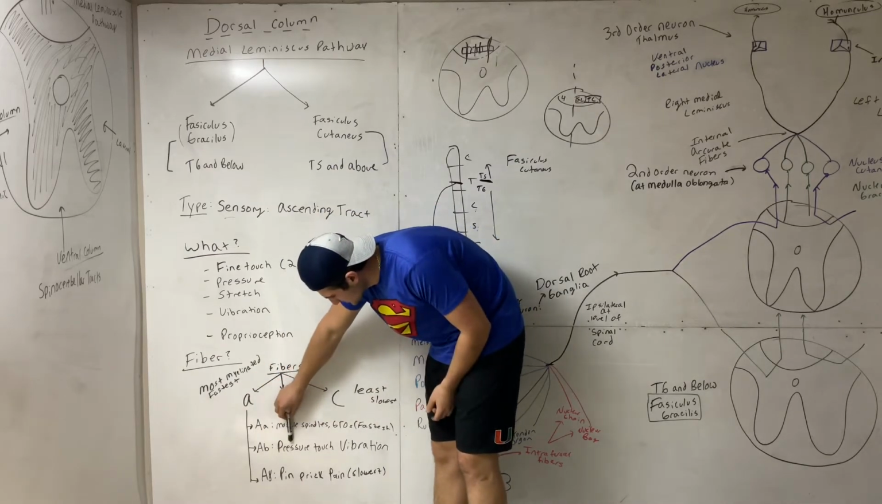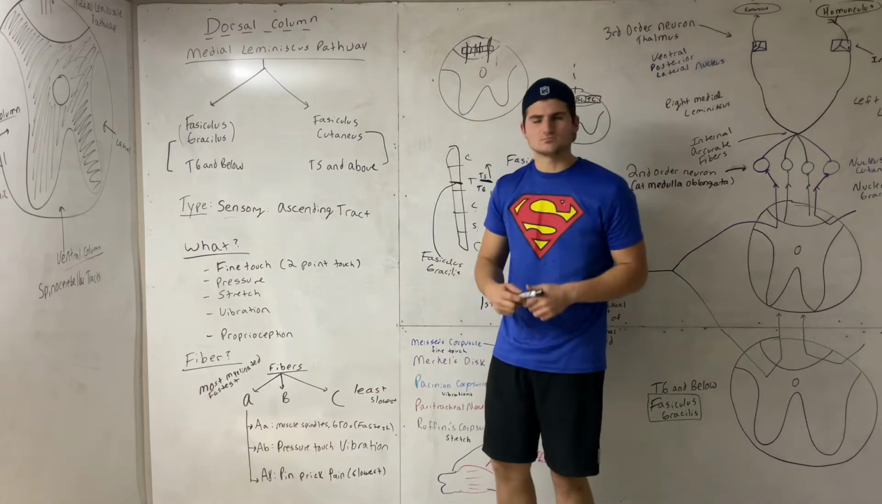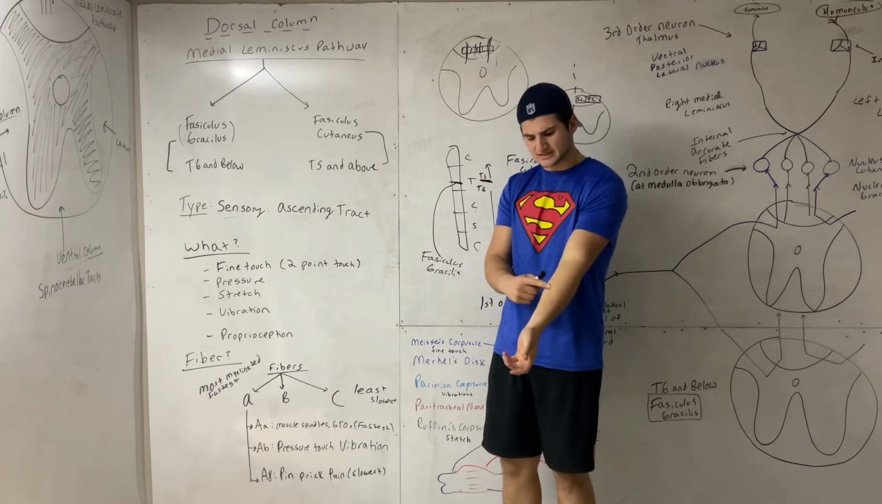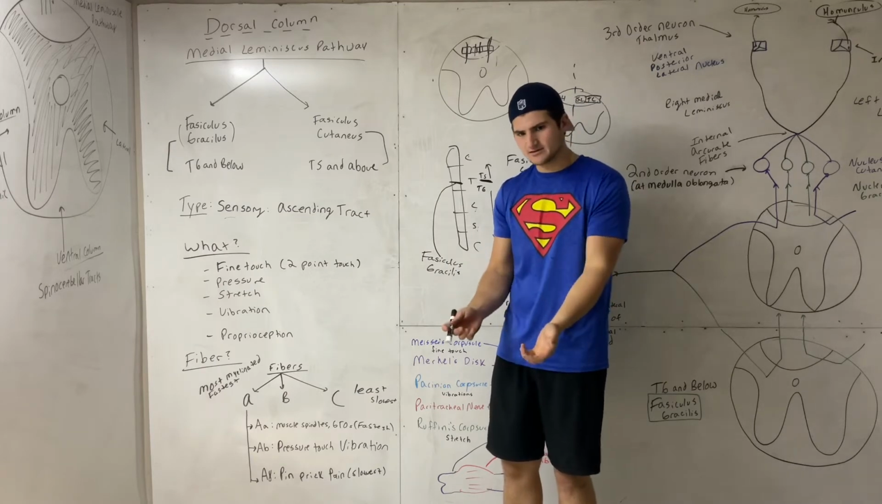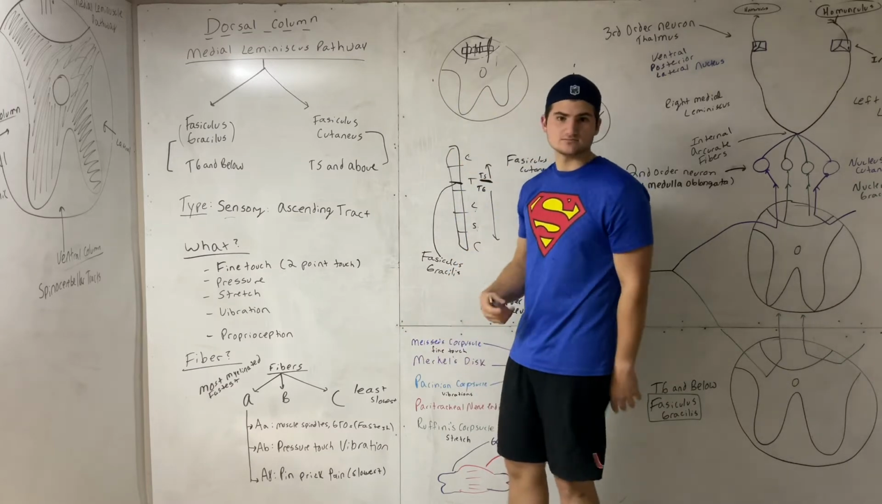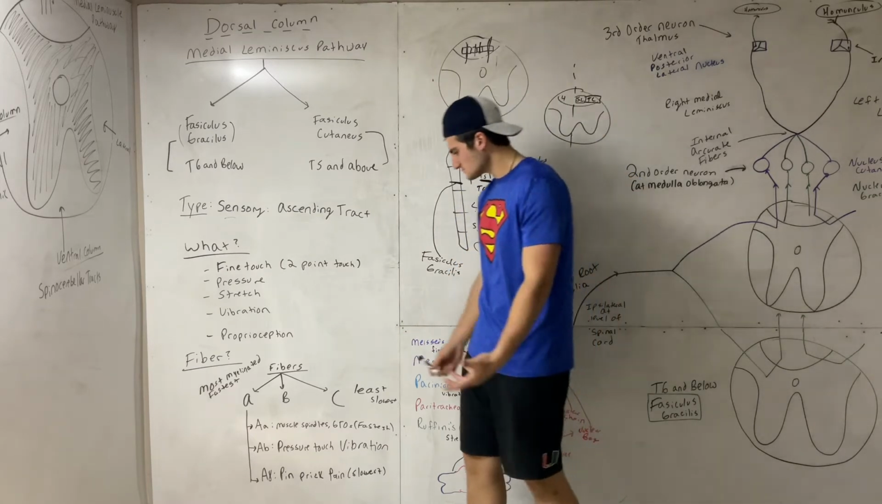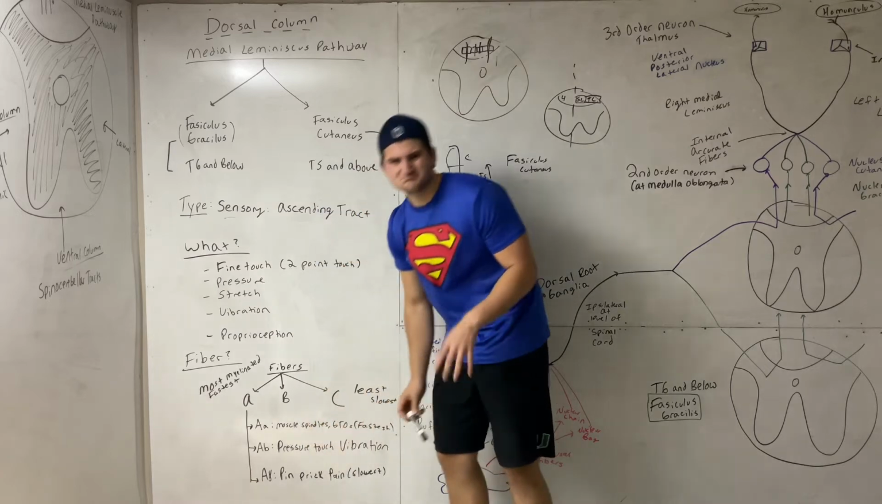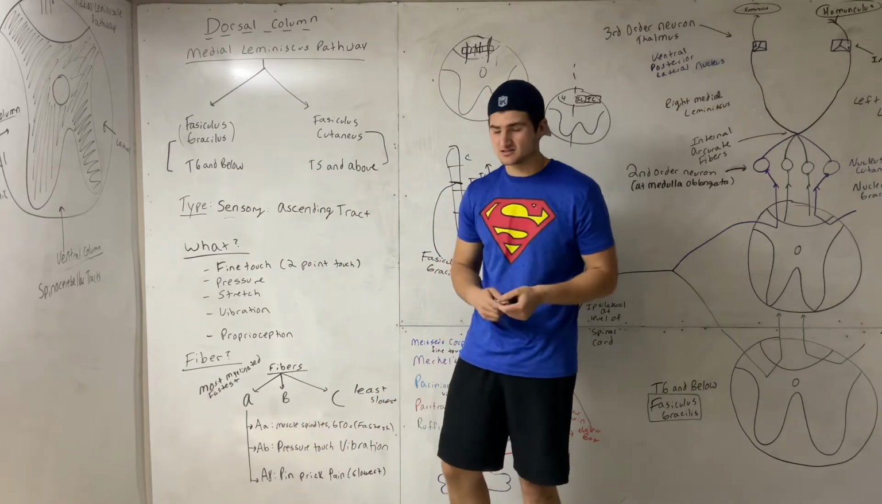A-beta now is for pressure, touch, and vibration. Okay. So pressure is like how much pressure if you're vibrating. And then what's the last one? Pressure and touch. So if you're being touched or not. Okay. So that's A-beta. Middle, it's in the middle. Not the fastest, not the slowest.